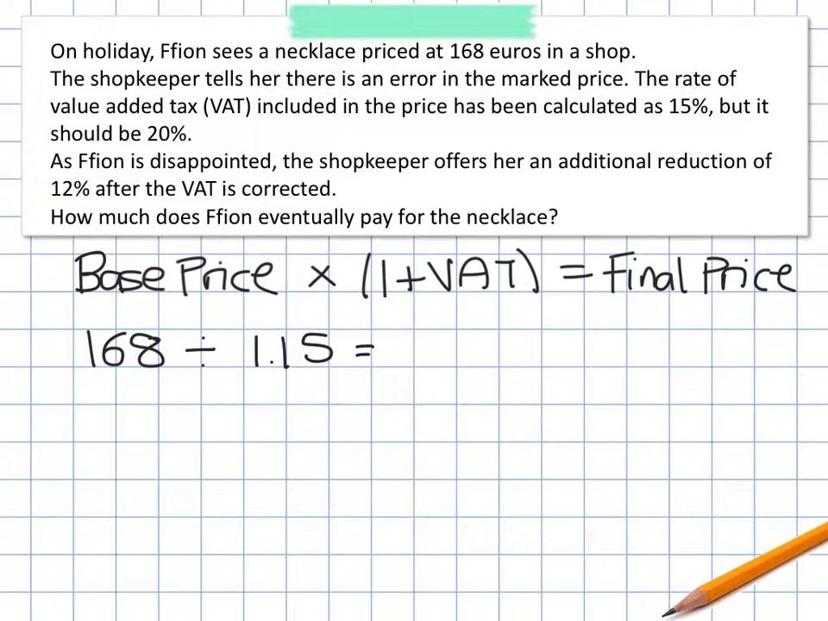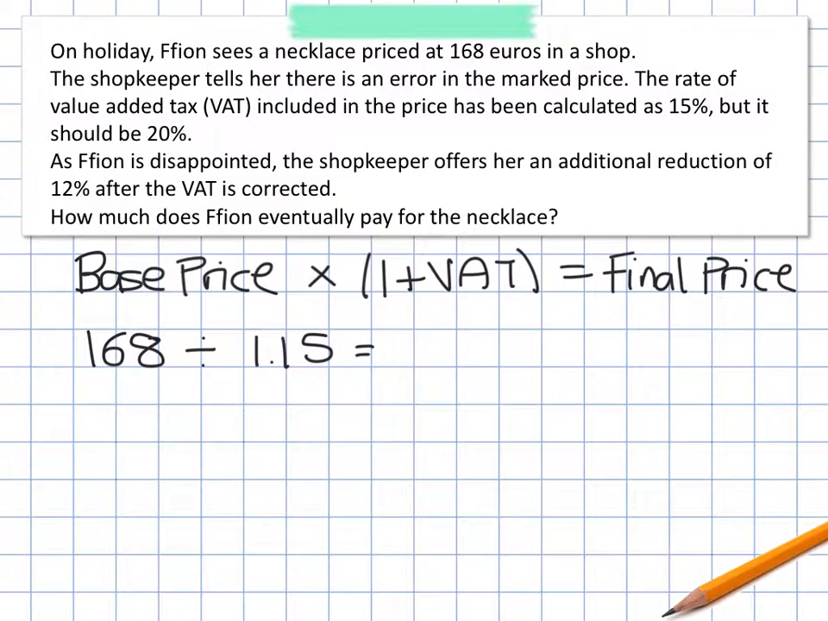You can try this on your calculator now, but I know that a lot of you might think that it's a good idea to just take 85% of this price, because that would be reducing by 15%. Unfortunately, that doesn't work because the 15% of the VAT is calculated on the base price. And as we don't know the base price, we can't work out that 15%. 15% of the original price will not be the same as 15% of the marked price.